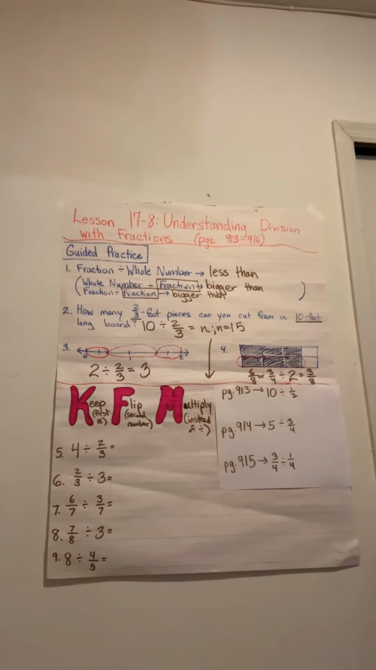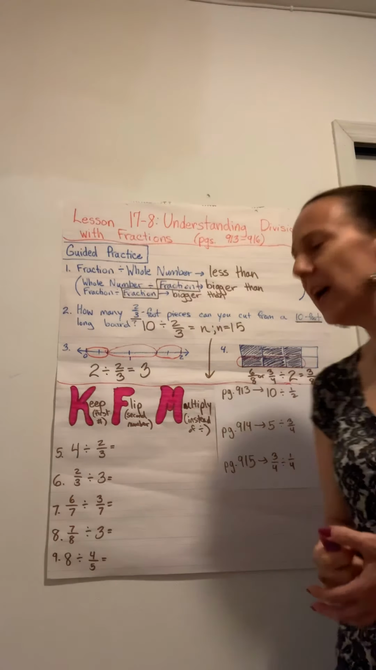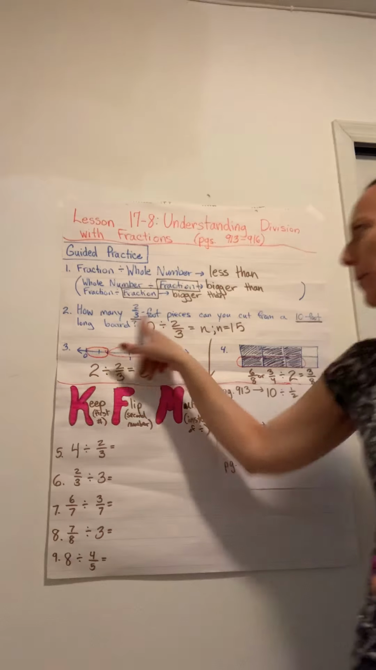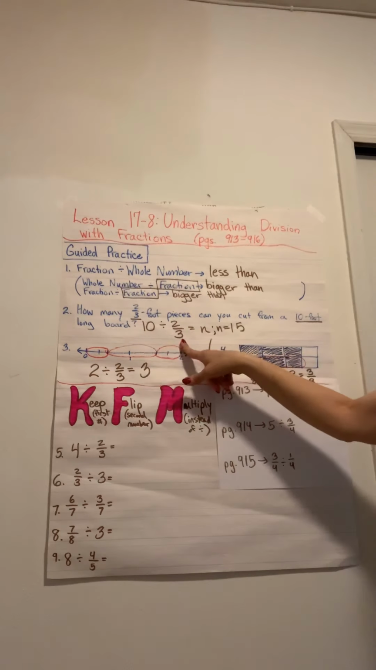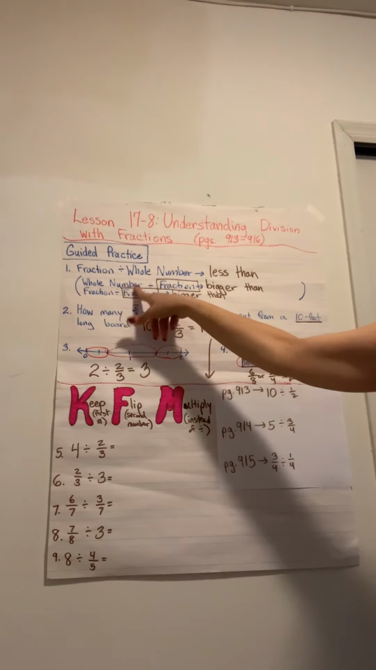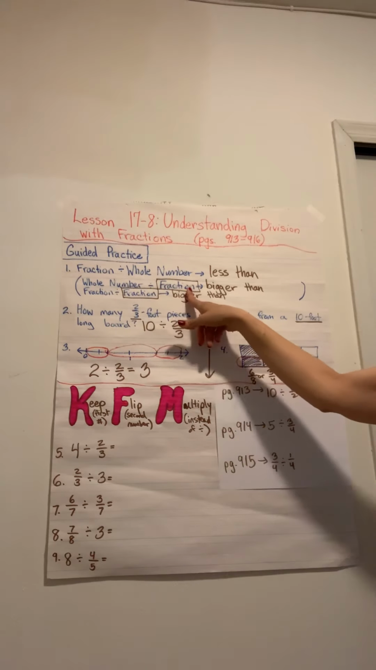Number 2 asks you, how many 2/3 foot pieces can you cut from a 10-foot long board? They want the division sentence that goes with that. So here we go. I'm starting with the 10 and dividing by 2/3. So it's this type of problem right here, a whole number divided up into fractional pieces.